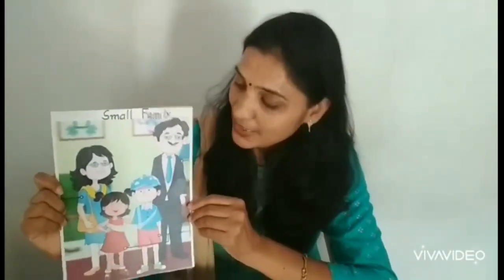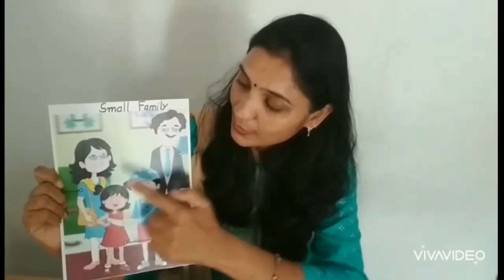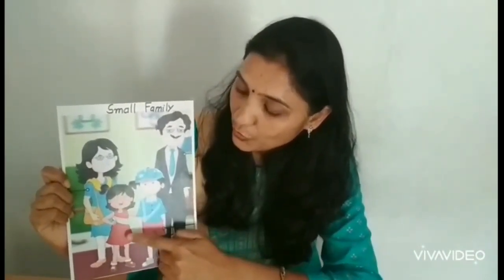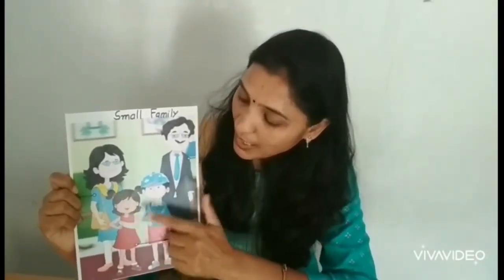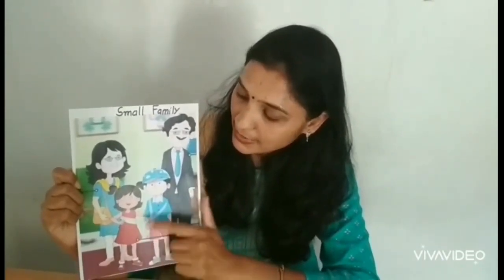My family. All the people who stay together in one house is called a family. This is a small family. A small family has father, mother and one or two children. Father and mother are also called parents. They both are brother and sister. They all stay in one house. This is a small family.